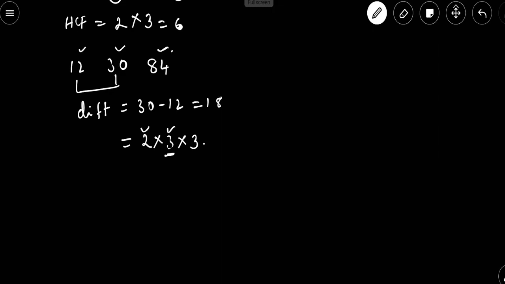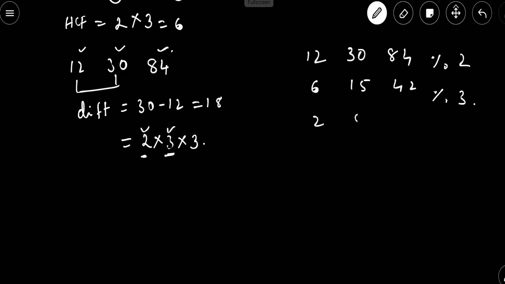Okay, if you want I can show the steps here. So 12, 30 and 84. First, what we have to check is whether all three numbers are divisible by 2. 2 6s are 12, 2 15s are 30, 2 42s are 84. So 2 is divisible. Next, we have to check if it is divisible by 3. 3 2s are 6, 3 5s are 15, then 3 14s are 42. So that means it is divisible.